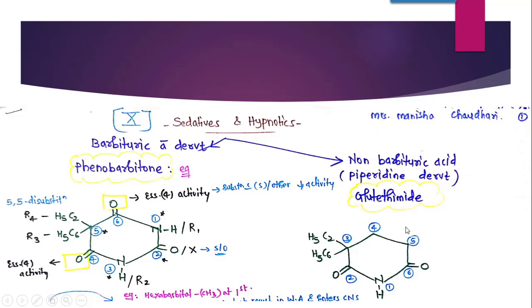So it is piperidine, this 6-membered ring containing 1 nitrogen at first position, which is actually saturated. So it is piperidine, which is the saturated form of pyridine, a piperidine derivative, and one is present at 2nd and 6th position. So it is a 2,6-piperidinedione derivative, which is nothing but glutethimide. So this is a non-barbituric acid derivative and this is the barbituric acid derivative.